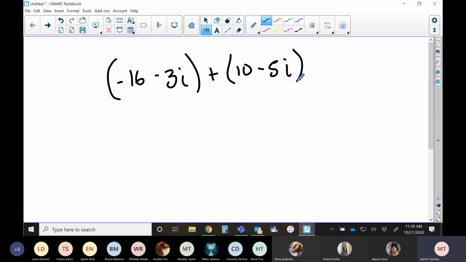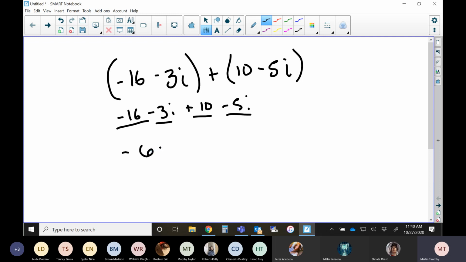Anyone brave want to tell me what they got? I can. Okay, what'd you get? I got negative 6 minus 8i. Perfect. So what you hopefully did was you went negative 16 minus 3i plus 10 minus 5i. This and this combined to make a negative 6. This and this combined to make a negative 8i. And that would be your answer. Questions on that so far?